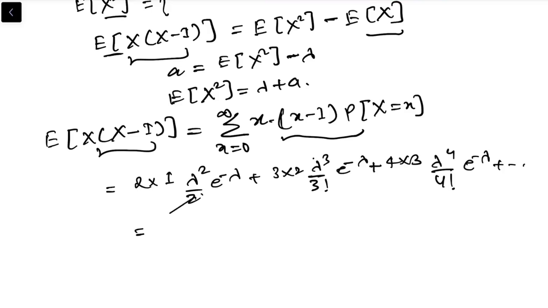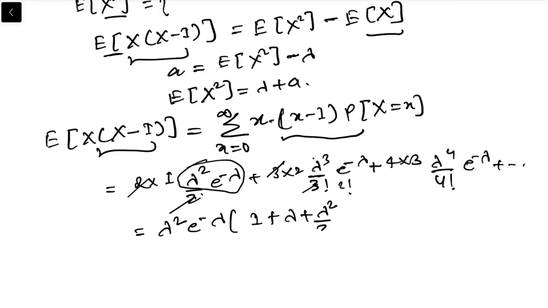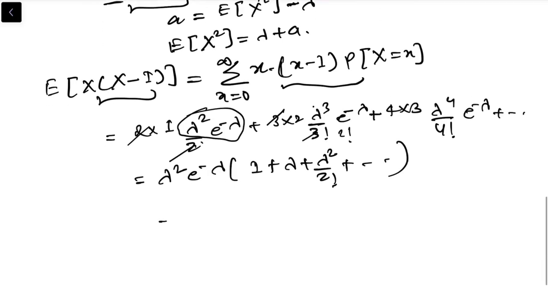Now we can cancel these terms. 3 factorial gets cancelled, we will remain with 2 factorial. Let's take this term as common. So lambda square e to the power minus lambda, remaining terms are 1 plus lambda square by 2 factorial, and so on. So this becomes lambda square e to the power minus lambda, and this is nothing but e to the power lambda. So this is lambda square.